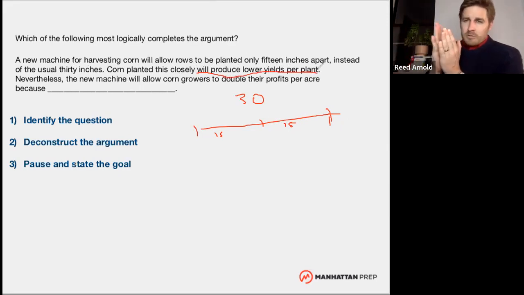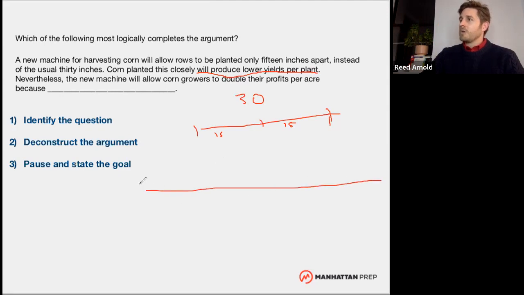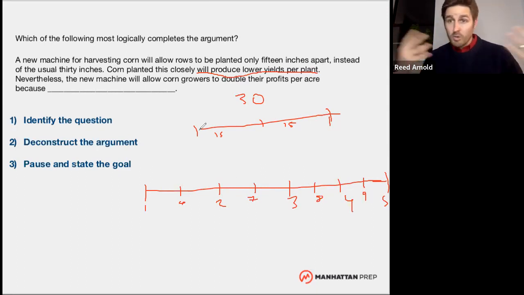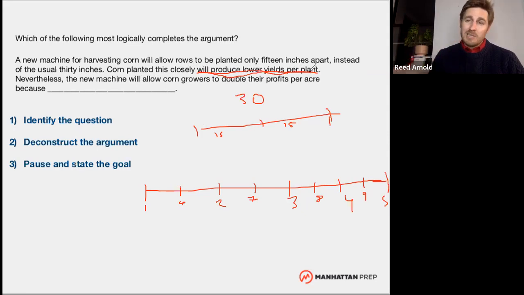So I'm planting them closer together, which would mean that there'd be more plants of corn in a field, right? It's just three here, it's not that much, but if each of these is 30 apart, and then I can also put some in between, right? So I've gone from 1, 2, 3, 4, 5 to 6, 7, 8, 9. So there's more corn plants. But there will be lower yields per plant. So each plant makes less corn.